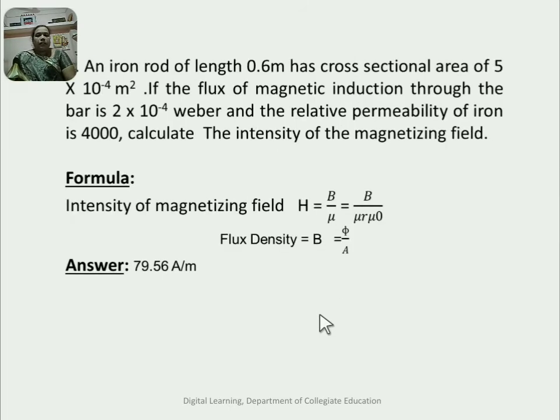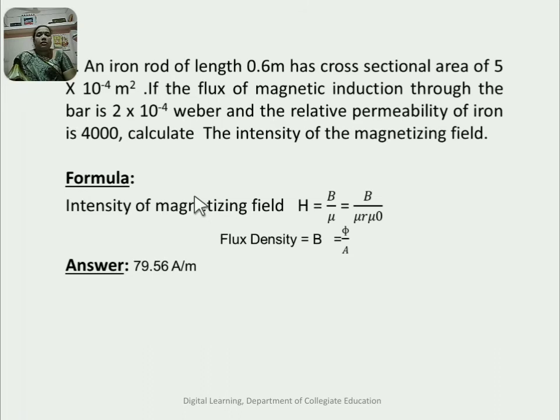Okay. Then next problem is an iron rod of length 0.6 meter has a cross-sectional area of 5 into 10 to the power minus 4 meter square. If the flux of magnetic induction through the bar is 2 into 10 to the power minus 4 Weber, and the relative permeability of the iron is 4000, then calculate the intensity of the magnetizing field. Here asked is intensity of the magnetizing field.